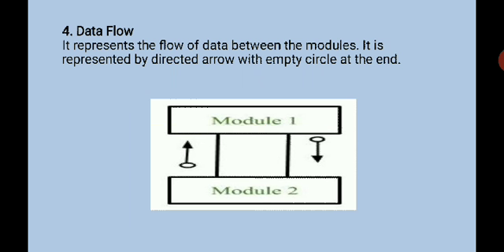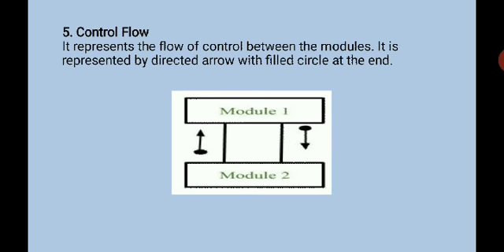Then I have data flow. So what is data flow? It represents the flow of data between the modules, like how the data is flowing. See, module 1 and module 2, how it is going. This is a directed arrow, from the left side going from 2 to 1, and from the right side from 1 to 2. So this is representing the data flow from module 1 to 2 or 2 to 1.